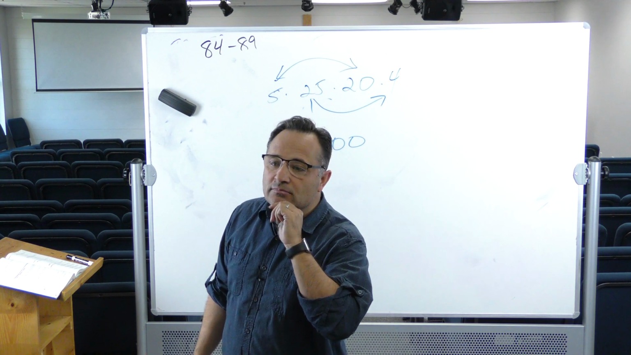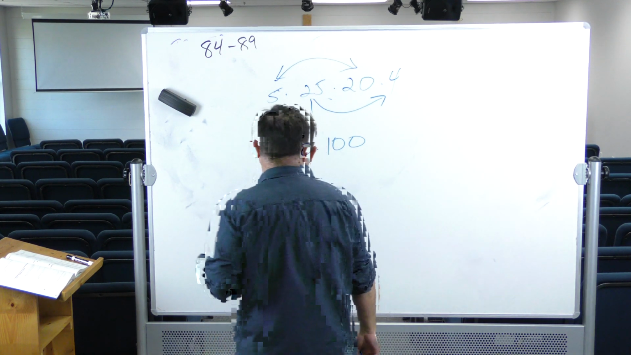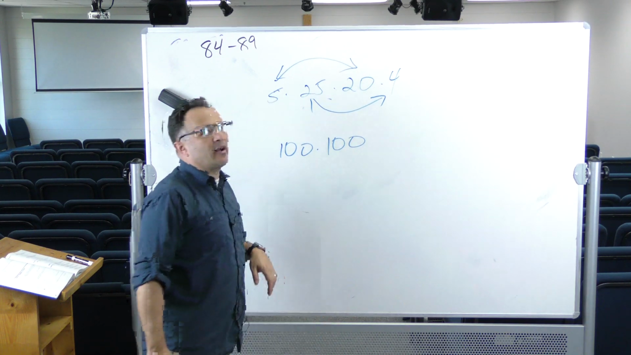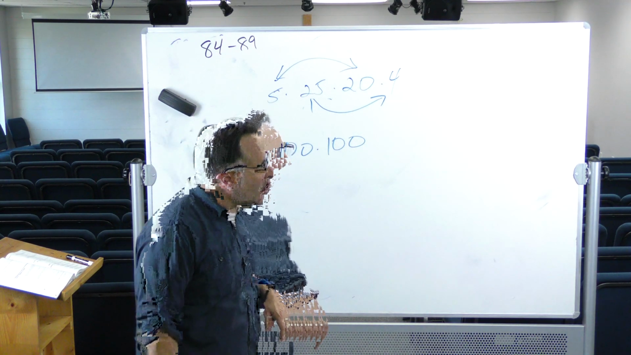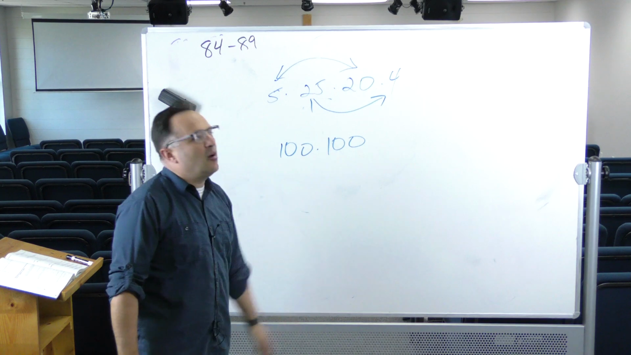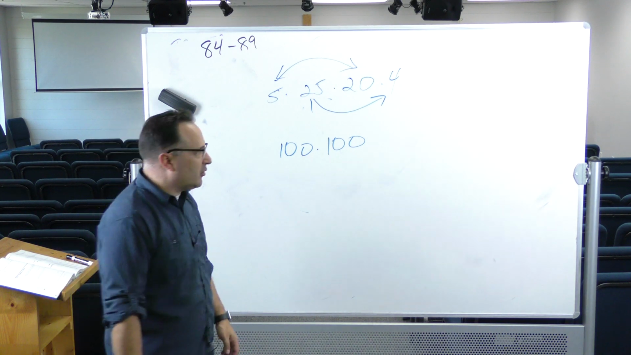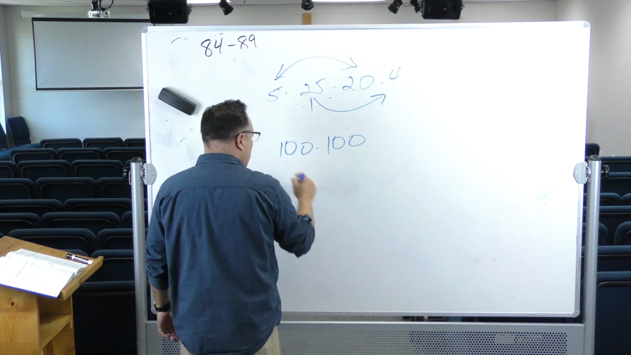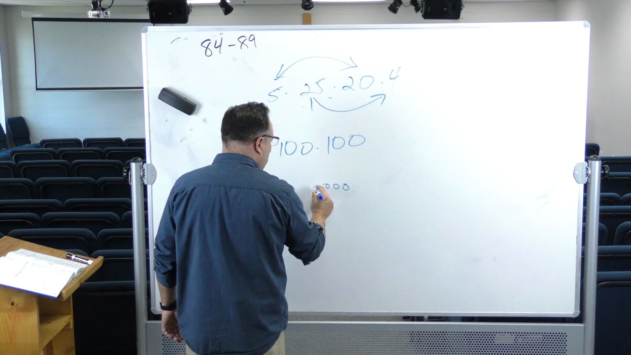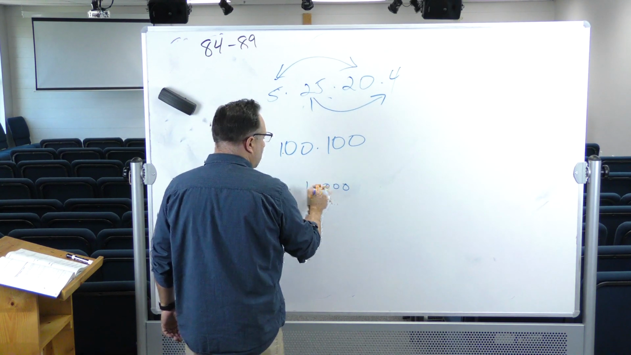Yeah, probably. Okay. Let me show you something real quick. When you have hundreds here, when you multiply by zeros, all you got to do is count the number of zeros. 1, 2, 3, 4. 1 times 1 is 1, 10,000.